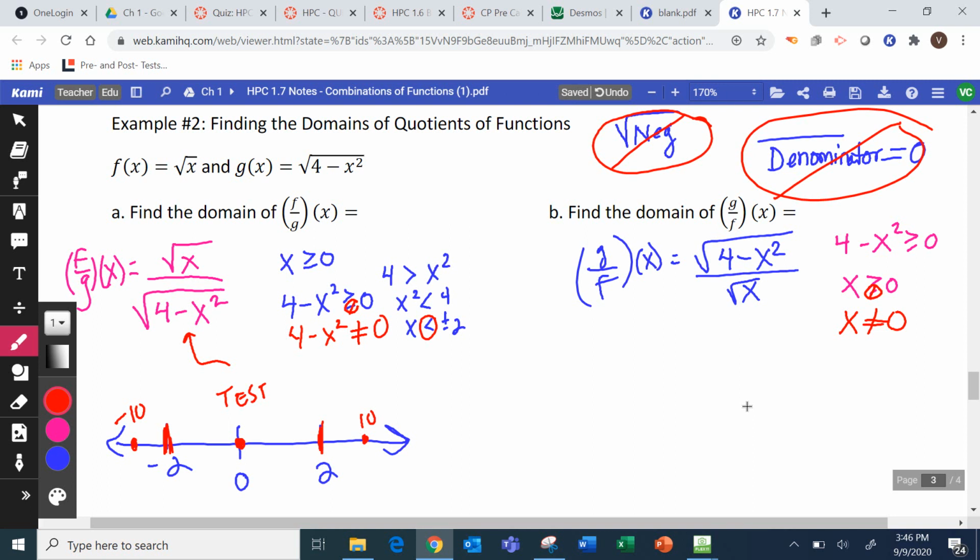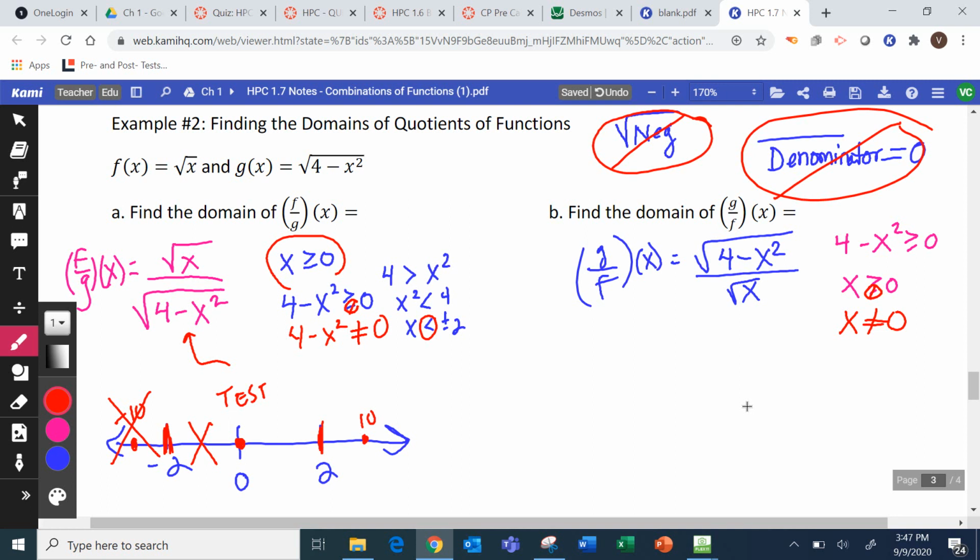If I test negative 10, it cannot work because negative 10 is not greater than 0. So nothing down here is going to work. Also, from 0 to negative 2, none of that is going to work either because that's not greater than 0. So it has to satisfy both of these. 0 does work. In between 0 and 2 does work. It satisfies both of these.